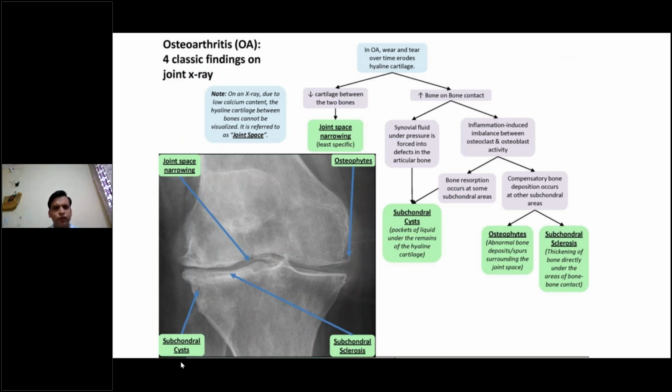Among the four classical radiological findings, there is joint space narrowing. There will be osteophyte formation. These curved rounded structures are new bone formation, so this is osteophyte. And there is subchondral cyst, for example this, and there will be subchondral sclerosis. So these are classical findings of osteoarthritis. The other finding is osteoporosis, because that joint will not be used normally. The use of that joint will be less, so there will be disuse osteoporosis of that joint also.